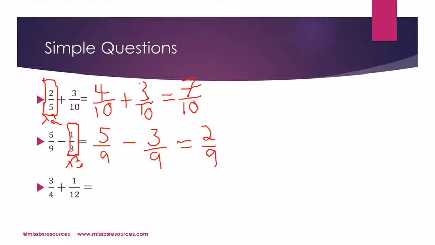4 and 12 are both in the 12 times table, so I'm going to try and get the denominators to be common by getting it to 12. 4 goes into 12, 4, 8, 12, 3 times. 3 times 3 is 9, 4 times 3 is 12. Add on 1/12, that gets you 10/12.